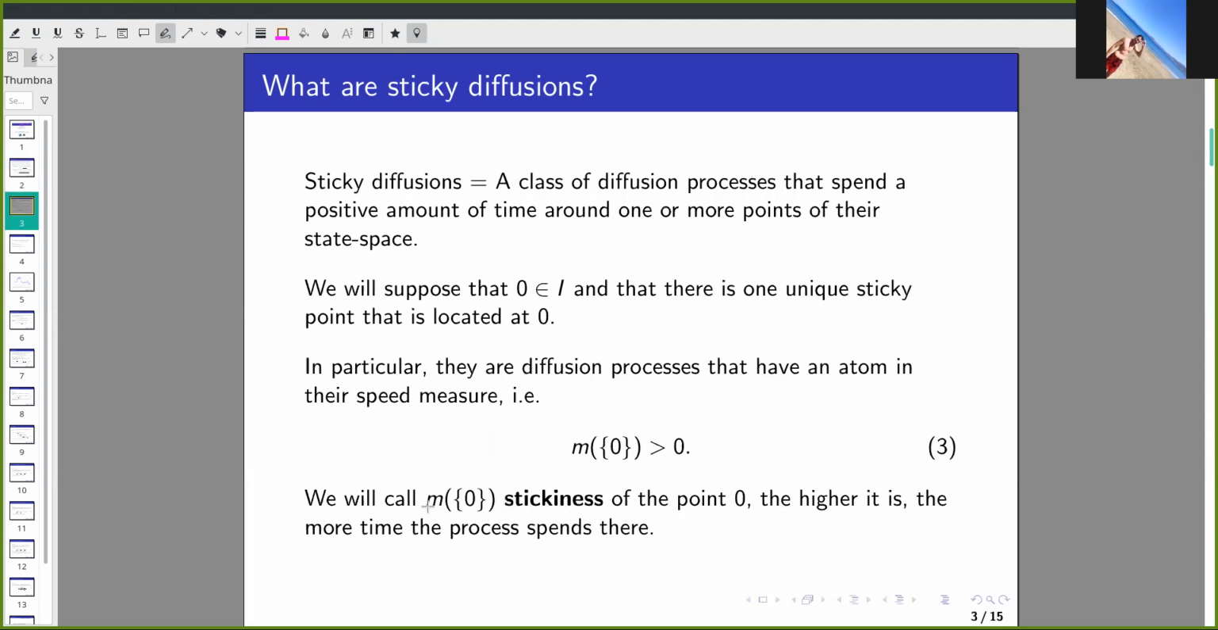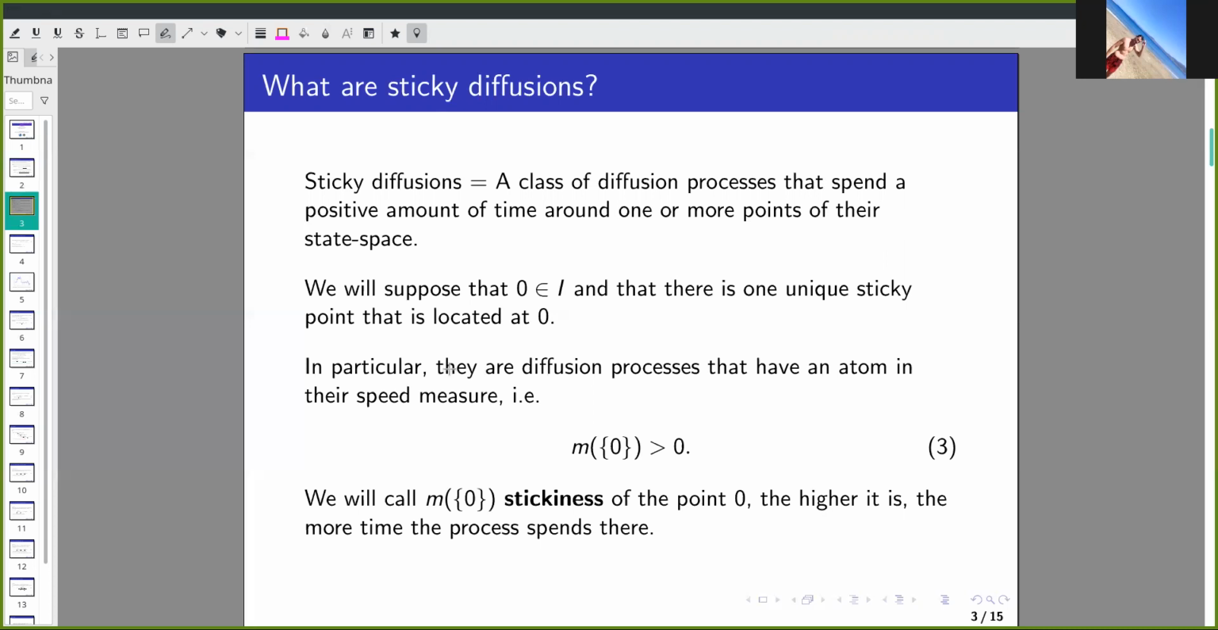Now, okay with diffusions, but what are sticky diffusions? Sticky diffusions are diffusion processes that spend a positive amount of time around a certain point, which we will suppose is located at zero for the sake of convenience. The time it spends at zero will also be random, because if it is not random, it defies in one dimension the strong Markov property, and not only that, also the weak Markov property.